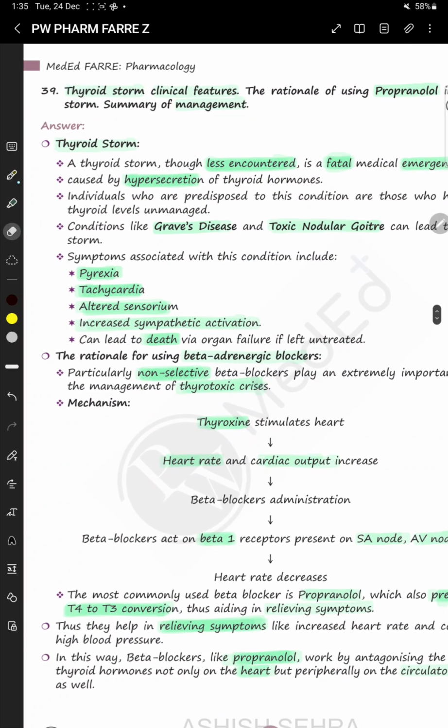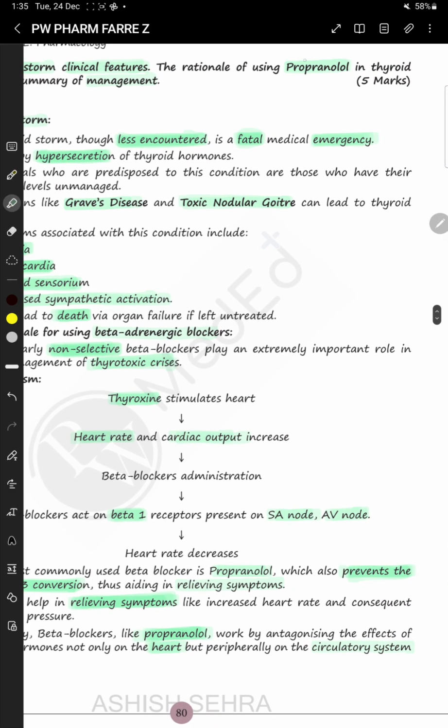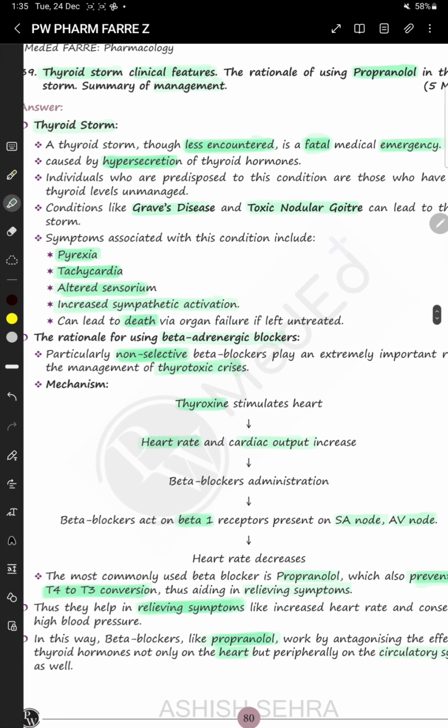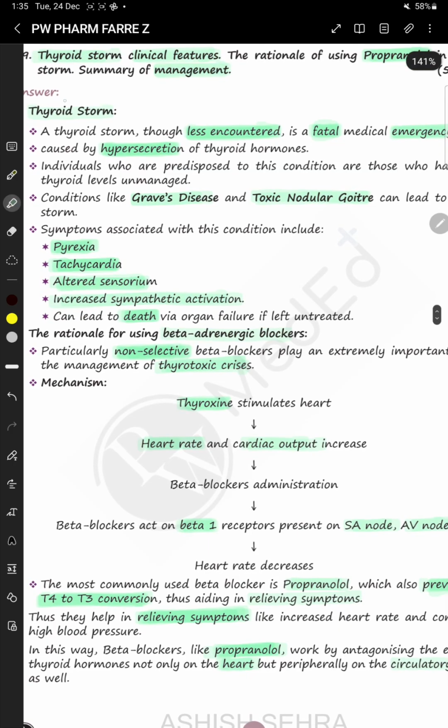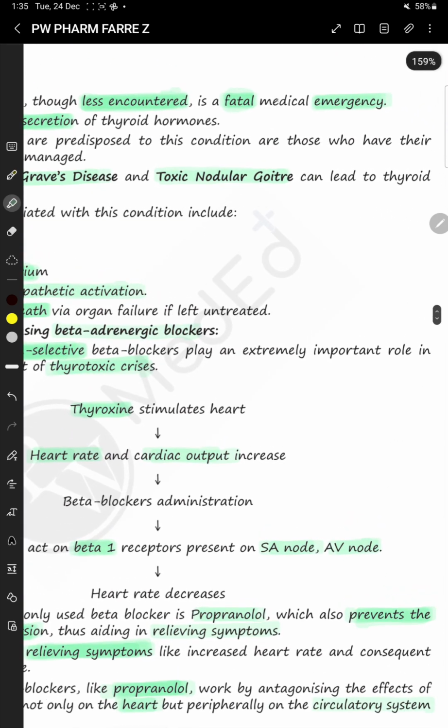We will see thyroid storm, its clinical features, the rationale of using propranolol, a non-selective beta blocker, and the summary of management of thyroid storm. Thyroid storm is a very rare condition. It is very less encountered, but it is a medical emergency with a very high mortality rate.